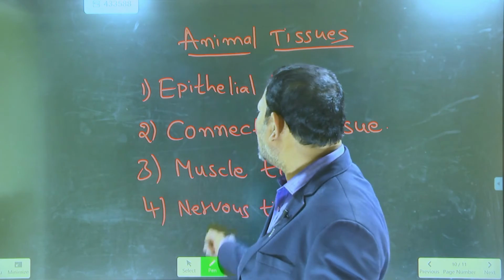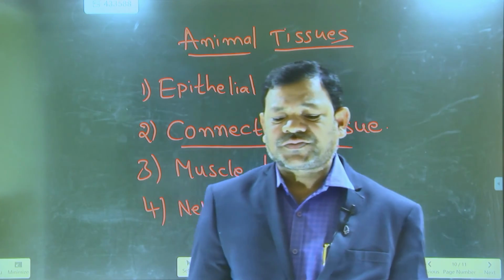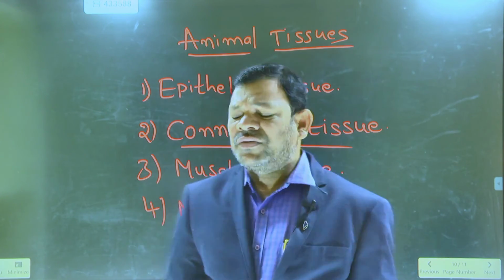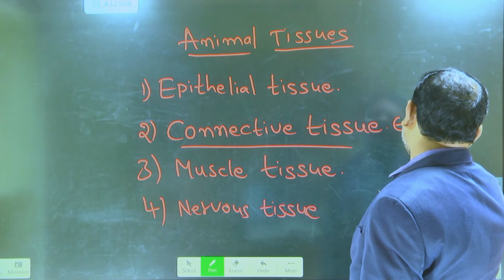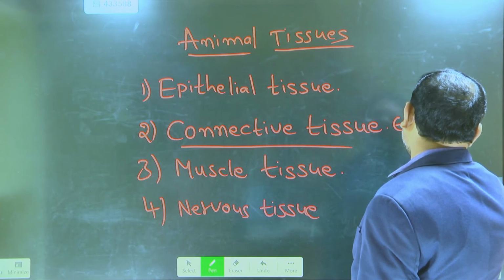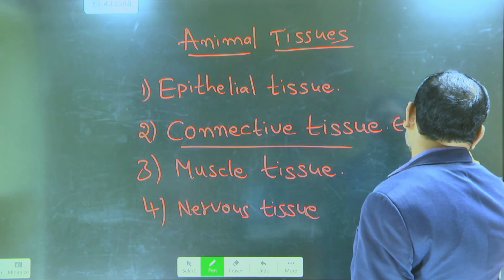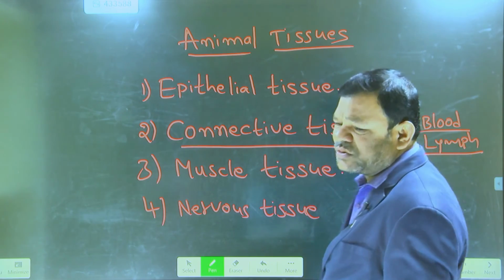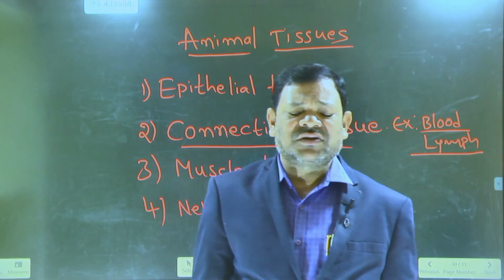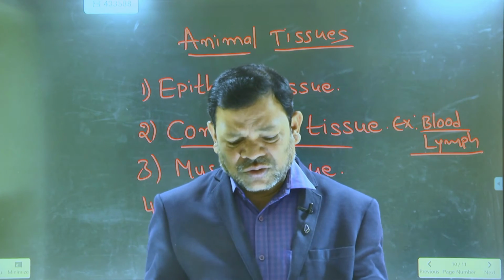So can you see the connective tissue? What is an example of connective tissue? So many tissues are present in the connective tissue. The major important one, blood, is a connective tissue, and lymph is a connective tissue. Bone is a connective tissue. Tendon is a connective tissue. Areolar tissue is also a connective tissue.